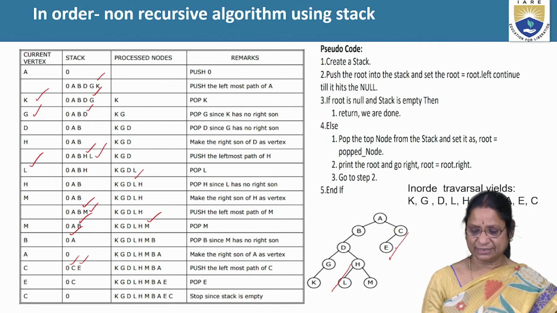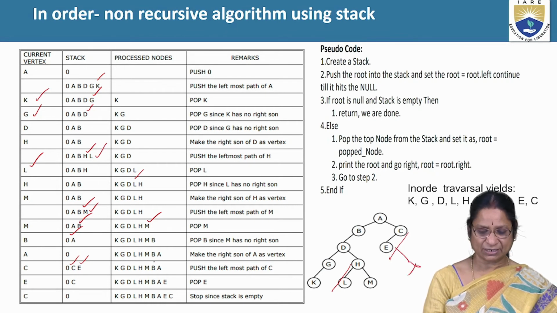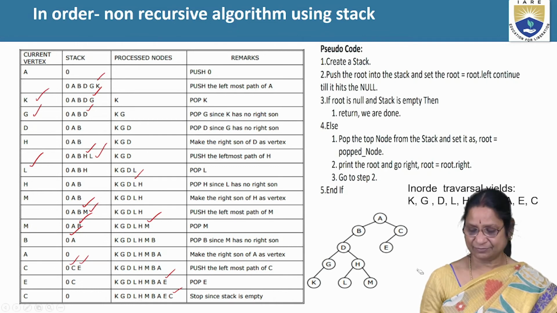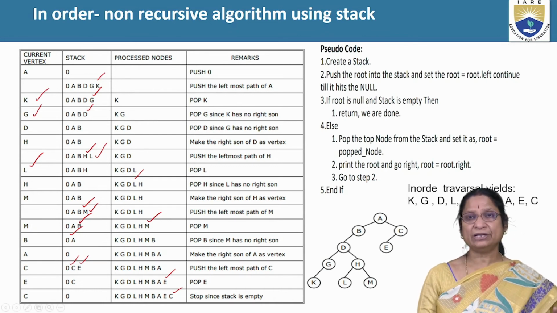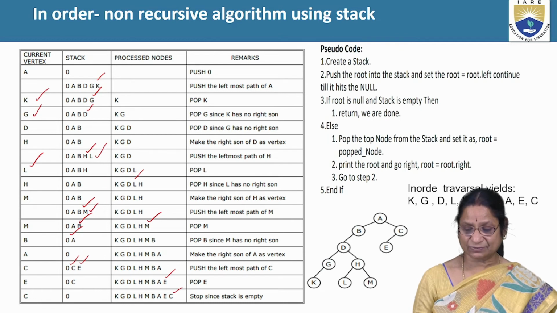E is popped. E doesn't have any right child. So that's why E is going to be processed. And C is popped. C doesn't have any right child. C is going to be processed. Then the stack is empty as well as no right child, the pointer is also null. Both are null, which means we can stop.